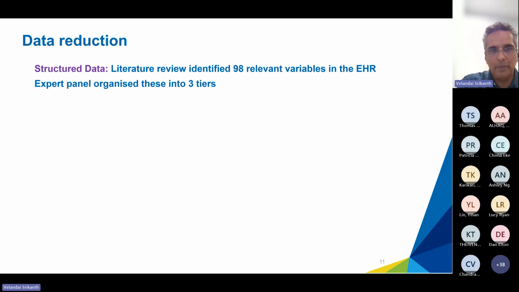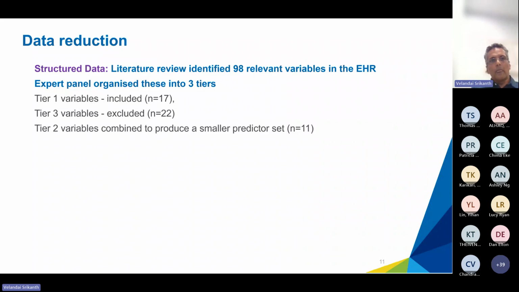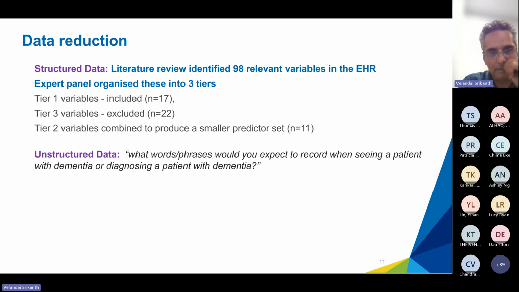We had an expert panel comprised of a health information specialist, expert neurologists, and specialist geriatricians, and they organized these data into 3 tiers: the variables that we should include, the ones that we should definitely exclude, and then another tier combined to produce a smaller predictor set. This is the structured data set.